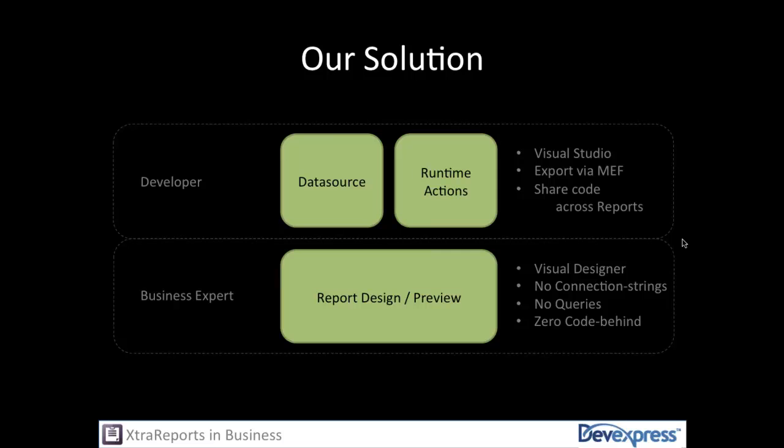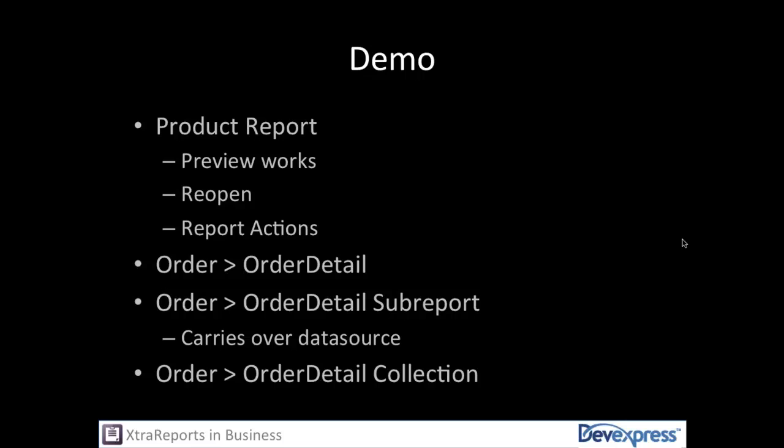So we showed in the product demo that the preview worked, that we were able to reopen, that we were able to change the color on the background of any one of the labels. There's a contract going on between the designer and the developer, and together using simple naming of your XR controls, you're able to run actions across any one of your reports. We showed order and order detail. We showed the order and order detail subreport, and we also showed that opening the subreport carried over the data source.